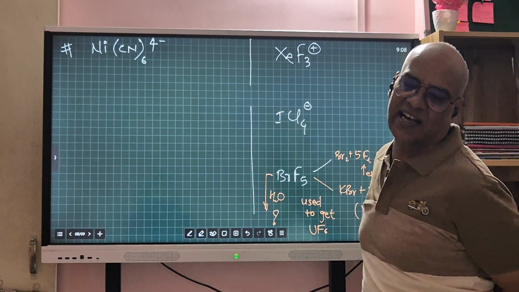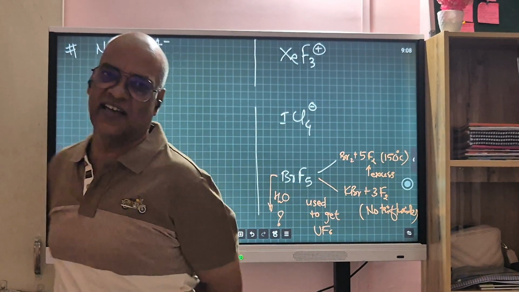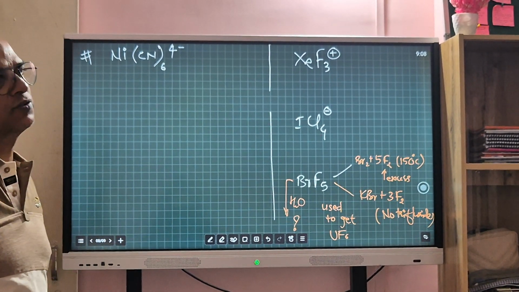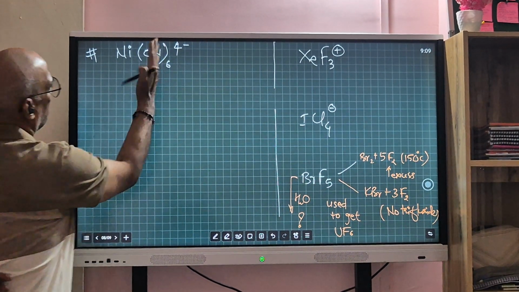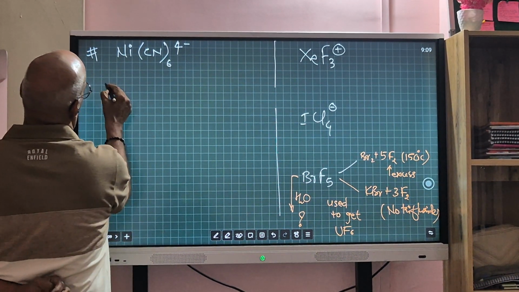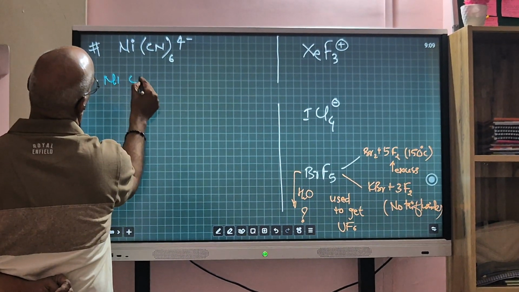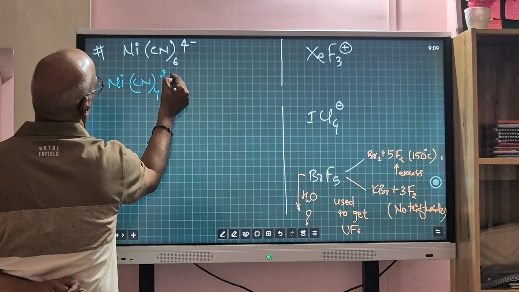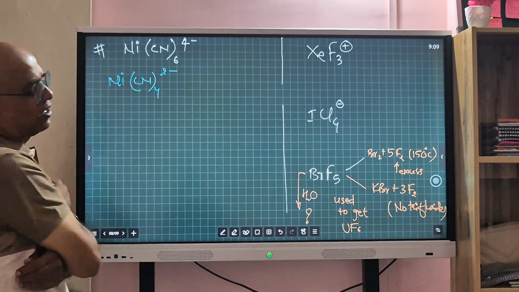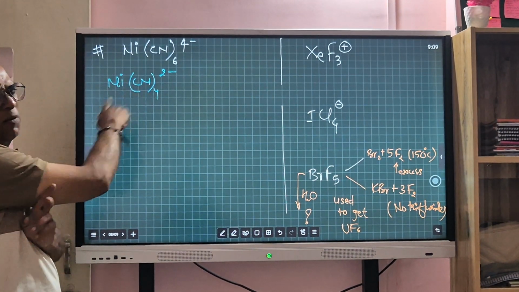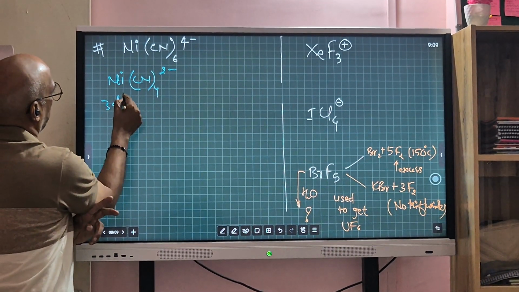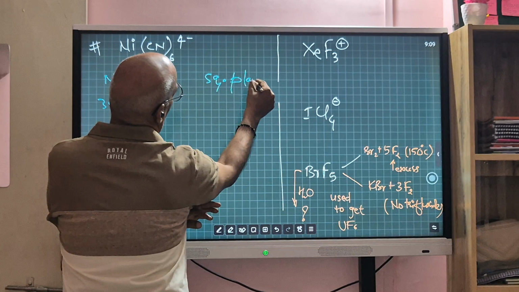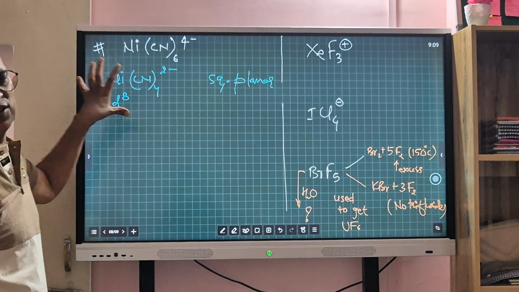Ni(CN)6 minus. It is a hexacyanidonickelate complex. So one by one when we add ligands, it becomes interesting from here. Ni(CN)4, that will be 2 minus, right? Suppose you want to determine the structure of this. Being a strong field ligand, it will pair up. So 3d8 paired up, it will be square planar. These are intermediate species, mind it, these are intermediate species.